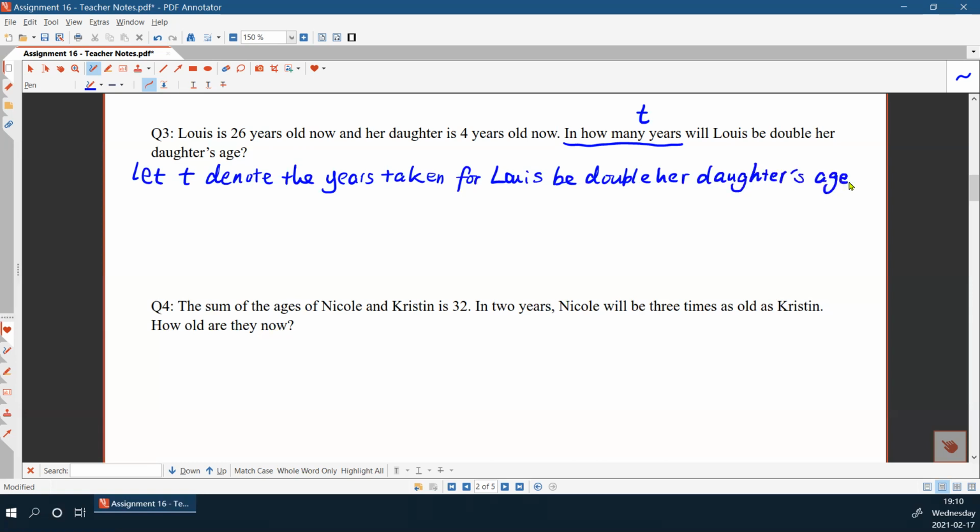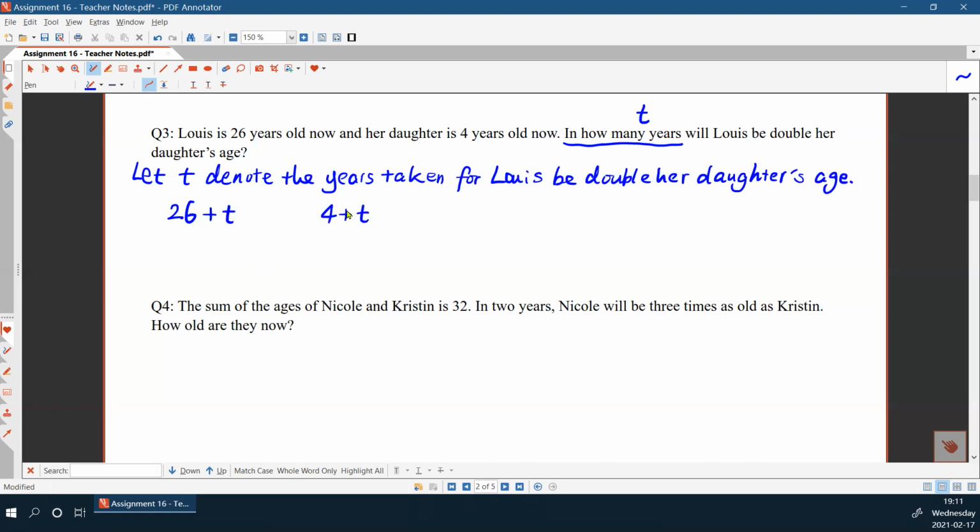So as long as we can solve t, we will get the final result, right? So what do we know here? Louise is 26 years old now, and her daughter is 4 years old. And after t years, Louise will be 26 plus t years old, right? And her daughter would be 4 plus t years, right?